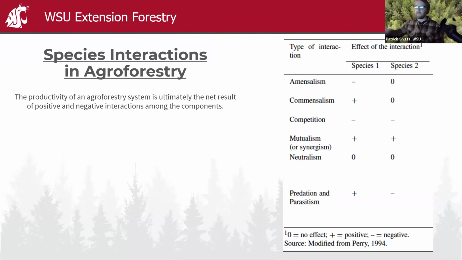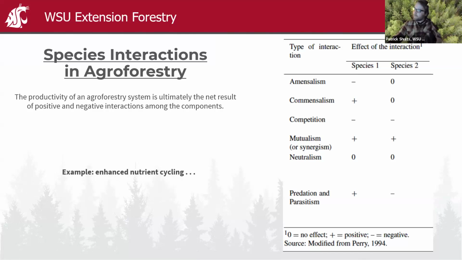So I really like this description here of the productivity of an agroforestry system as being the net result of the positive and negative interactions among the components. It's not important that you memorize these terms here on the right, but they're just describing, in a given interaction between species one and species two, all the different types of interactions where one benefits, one is harmed, where one benefits and the other is totally unaffected. Obviously, we're probably all familiar with competition, where when two species are grown together, neither of them is having a good time. So there's a lot of different possibilities there.